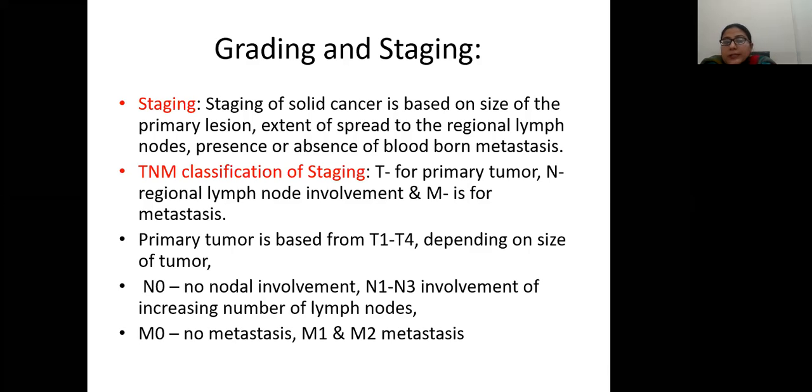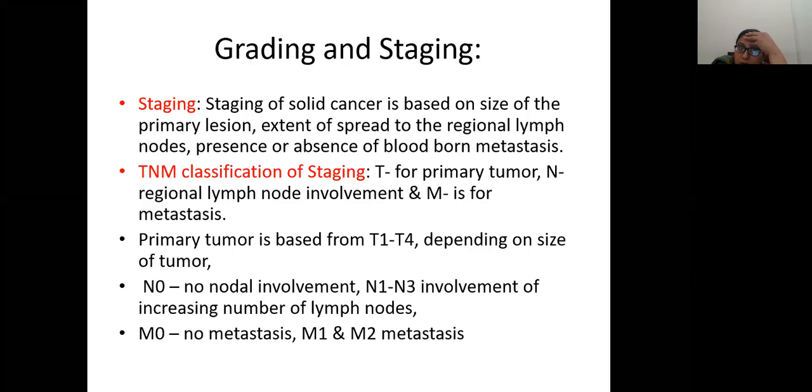Okay, so what have we discussed till now? We understood that grading depends on differentiation, and staging depends on the size of the tumor and lymph node. T is for tumor size, N is for lymph node, and M is for metastasis. Okay, so staging is dependent upon these three features.